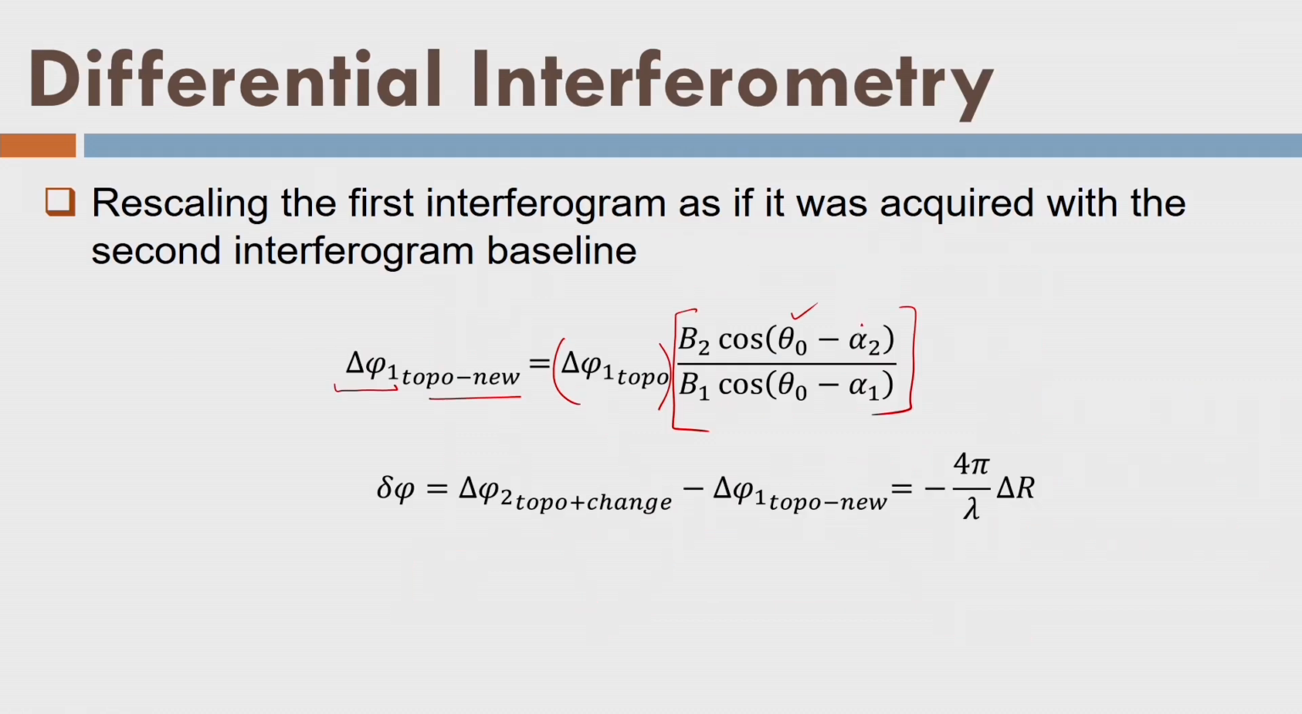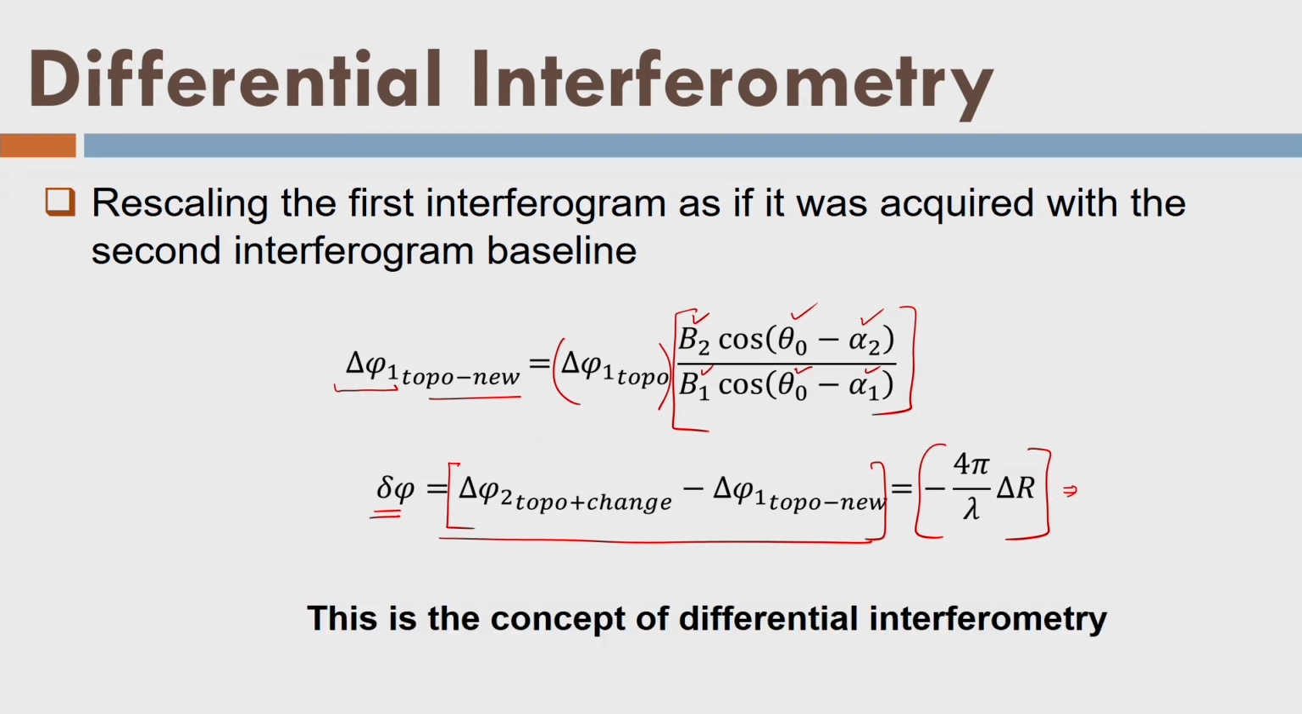We know already theta 0, we already know alpha 2 and alpha 1 from the sensor mechanism, theta 0 from calculation, and B1, B2 we already know from the sensor information. So, now we have done the rescaling. Let us find out the phase difference between the two values here, and that will be equal to this value. Any residual here will be different after scaling also. So, any residual will be this value here, and this is the concept of differential interferometry. So, I hope you got the idea.